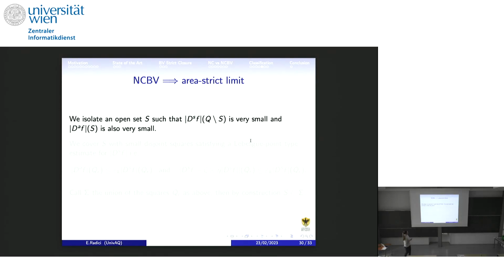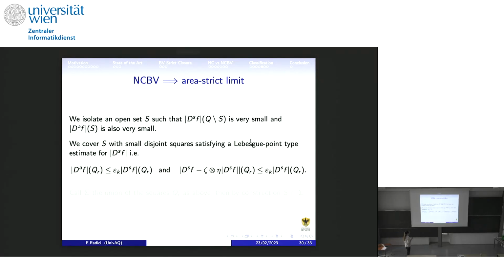It means that outside S, the singular part of the gradient of the NCBV map is very small. While on S, it's basically almost all concentrated there. But on S, the absolutely continuous part of the gradient is small. Since S has a small measure, it's easy to achieve this.